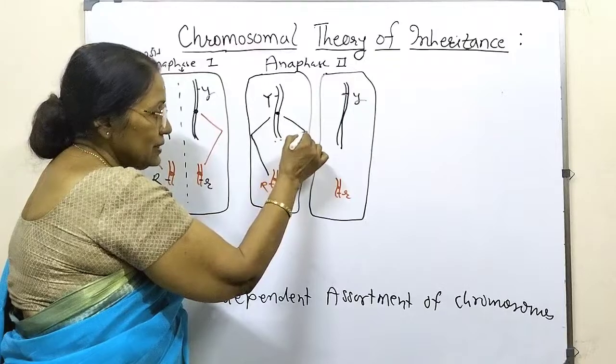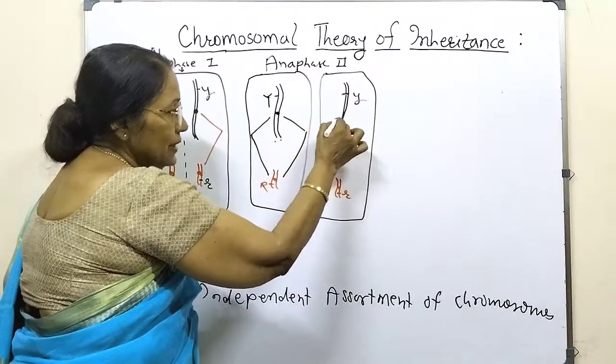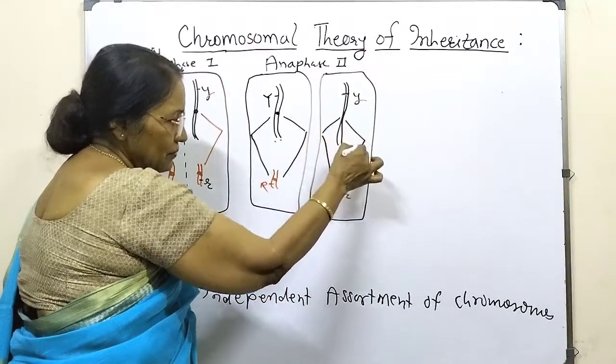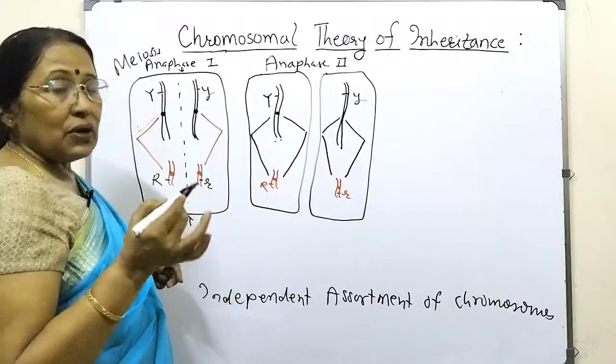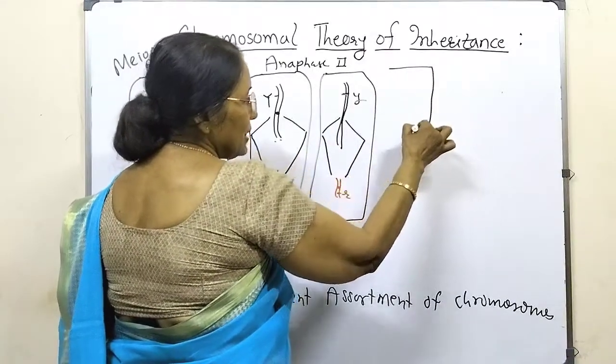One strand moves this side, one strand moves this side. One strand moves this side, here also the same thing. One strand moves this side, one this side. This also, this side, one this side. So what type of gametes will you get? Let's see. Four cells are formed.